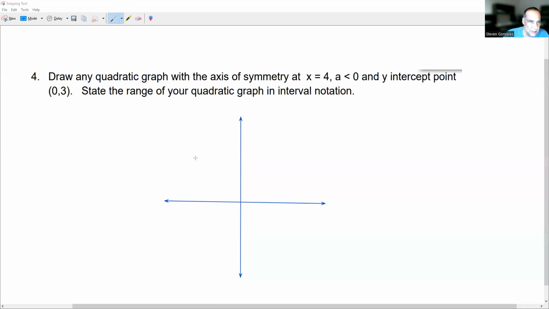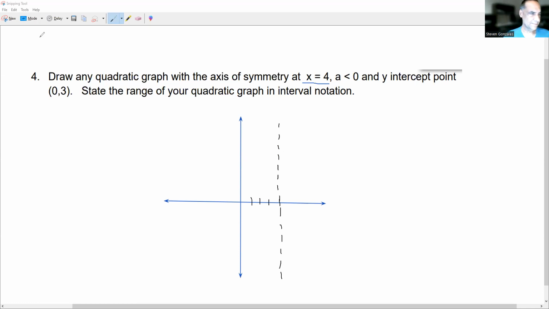First of all, there's an axis of symmetry at x equals 4. Now, make sure you understand that this comprises a vertical line. Yes, a vertical line. So it's a vertical line that crosses the x-axis at x equals 4. It's that one that has the undefined slope. So I'm going to go ahead and draw the axis of symmetry.